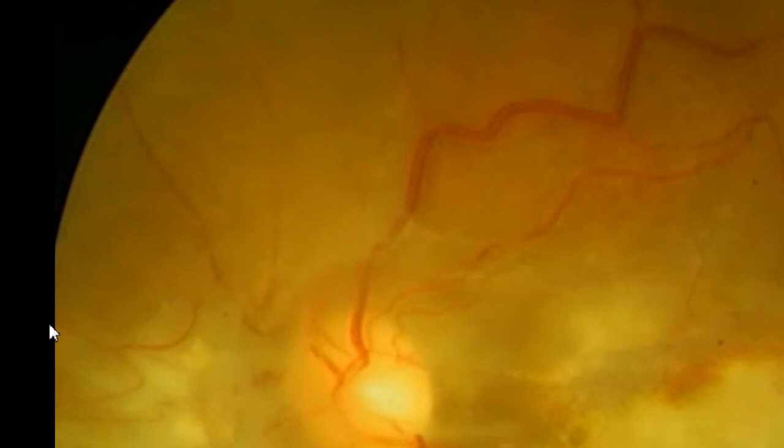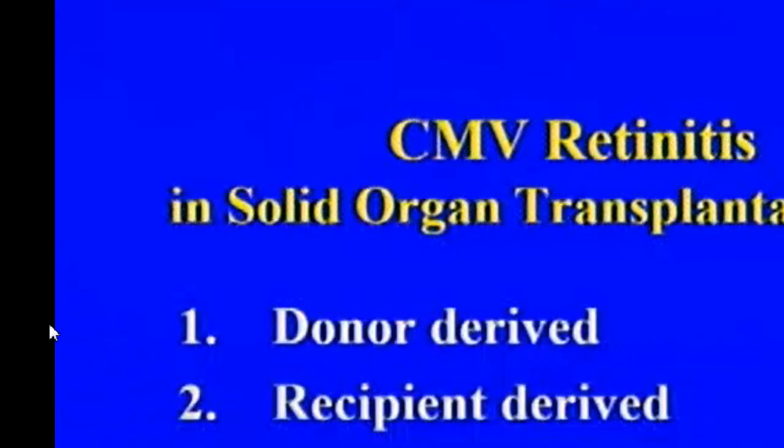The infection is important not only because of infection of the retina, but because it can upregulate certain cytokines that can participate in the rejection of the kidney. Therefore, you have to be very careful and give aggressive antimicrobial treatment in these patients. So the CMV retinitis, as I mentioned, can be from the donor, the recipient, or it can be community acquired.